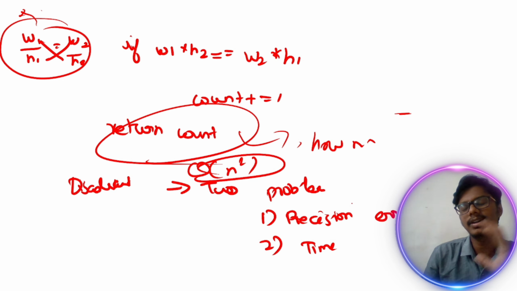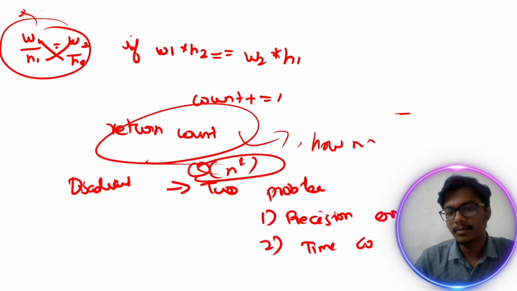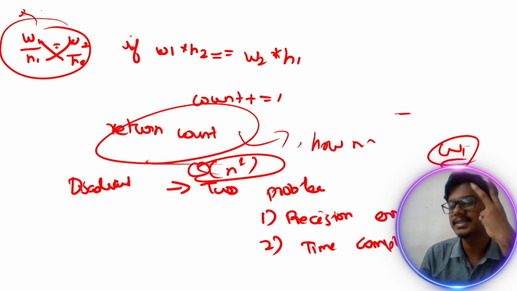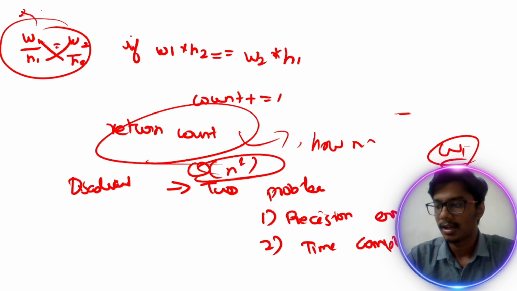I want to reach at minimum n log n also. So I'm facing these two disadvantages in the brute force solution, right? The first is the precision errors, since we are cross multiplying, and I don't want to do that. The second is the time complexity. These are the two problems we are facing, right? So how can we overcome it? That can be done in the optimal solution. So now let's get into the optimal solution.